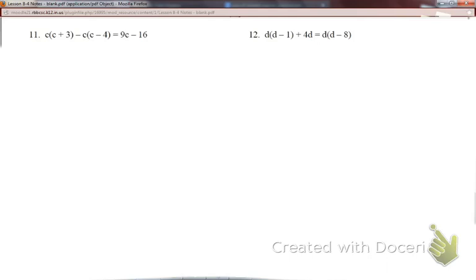Okay, for number 11, we have a couple sets of parentheses again. This time they're on the same side, but we're just going to distribute first. So c times c is c squared. C times positive 3 is plus 3c. With the second set of parentheses, be careful of this minus, it's making that negative. So you have a negative c times c, which is a negative c squared. And then a negative c times a negative 4 will give you a positive 4c.